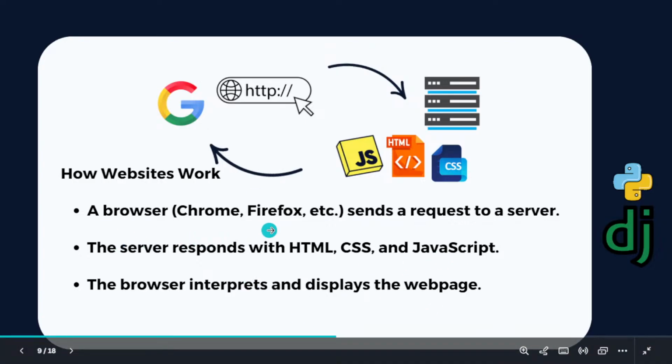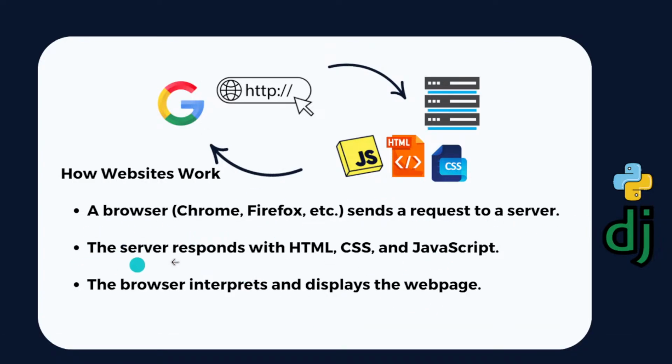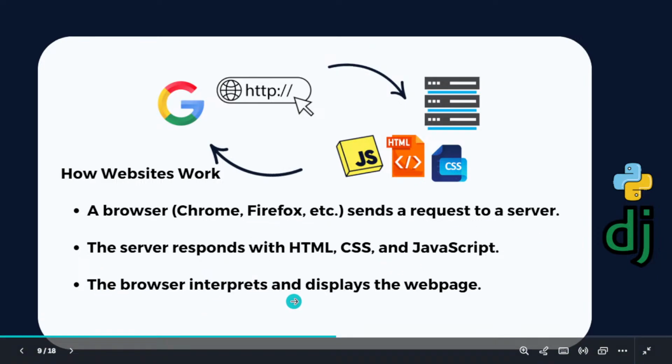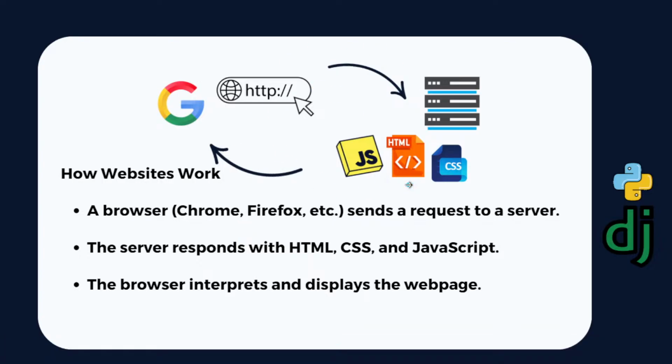The browser, Chrome, sends a request to the server, and the server responds with the HTML, CSS, and JavaScript. The browser interprets and displays the web page. This is the process of how a website works. Understand?